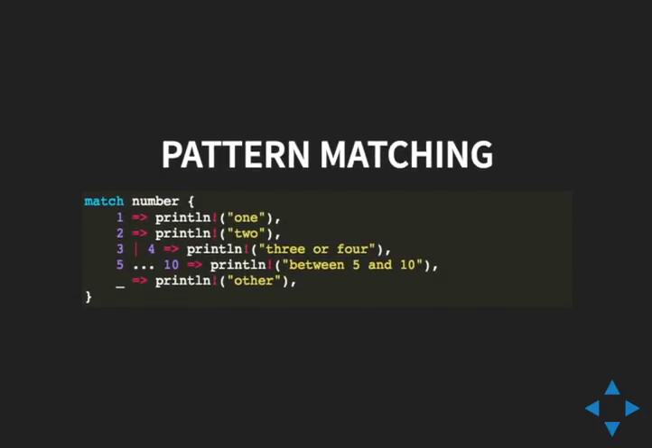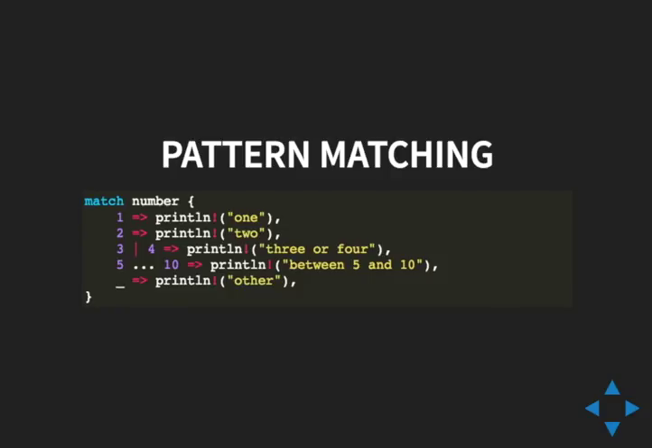And let's see one feature that is common in functional programming languages, pattern matching. So here we match over a number, and in the first two cases, it looks similar to a switch statement in other languages. So we have a value, and on the right side of the fat arrow, we have the body, so it will be executed if it matches the pattern. The third pattern uses an OR, so if the number is either 3 or 4, it will execute the code. And the fourth pattern is a range, and it is an inclusive range. So if the number is from 5 to 10 included, it will print between 10 and 5.